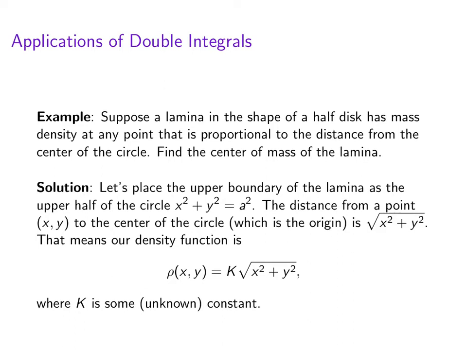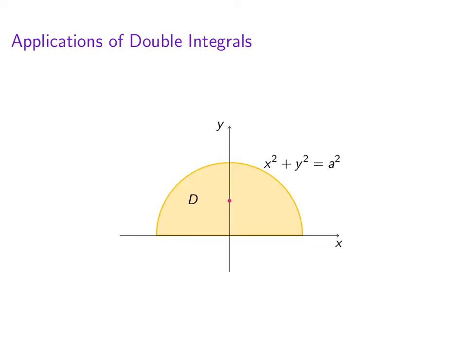It's the proportionality constant. Remember that we said that the density is proportional to the distance from the center of the circle. So that's why we need to have a proportionality constant in there. Here's a picture of the lamina. It's the upper half disk. I've marked where the center of mass is going to be, but we have to carry through the calculation now.